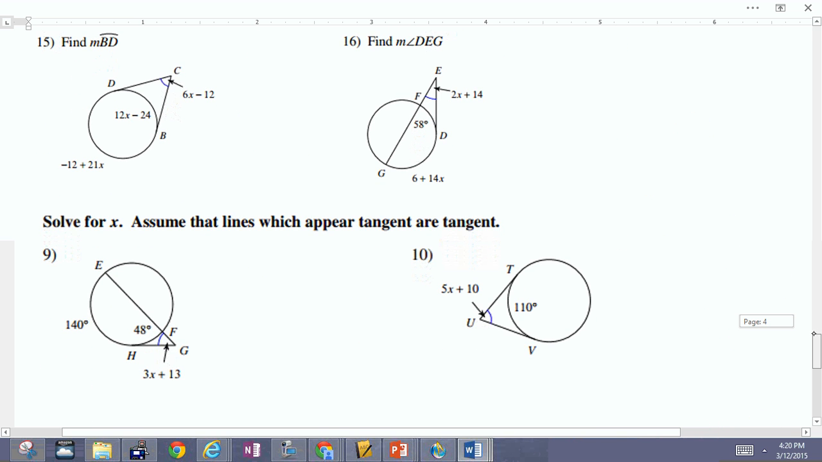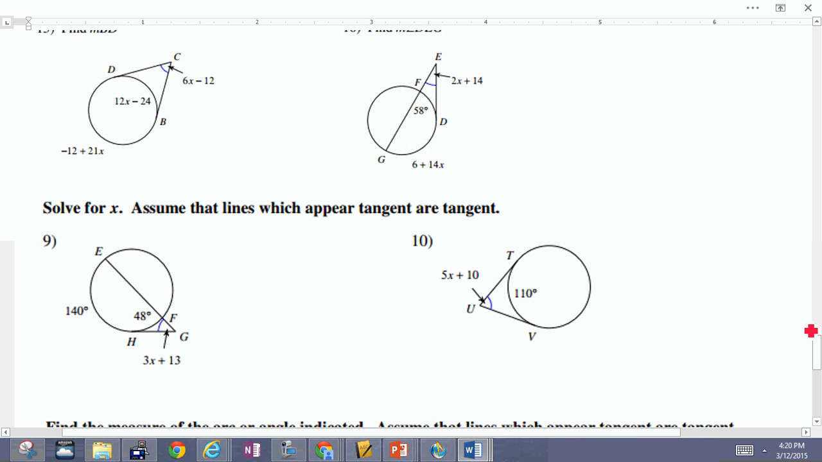Here we have exterior angles. All exterior angles are half the measure of the difference between the two arcs that they meet up with, so they're all going to have the same formula. Let me look at this one right here. Angle E is 1/2 the difference of arc GD minus arc FD.